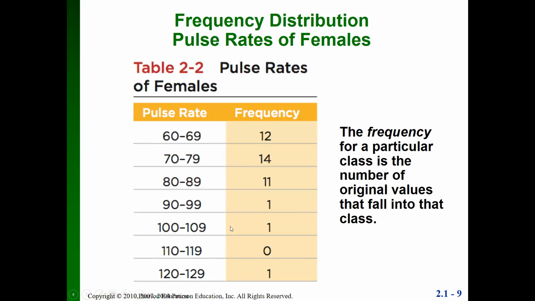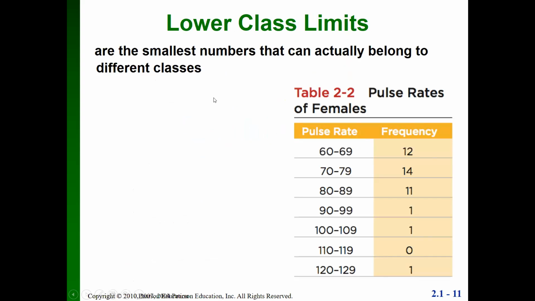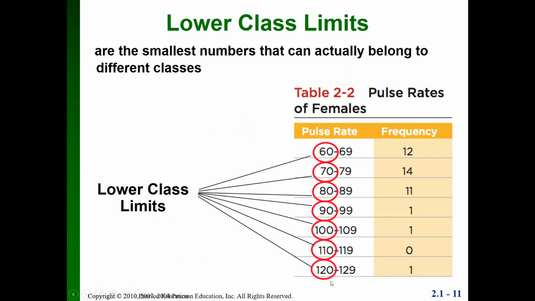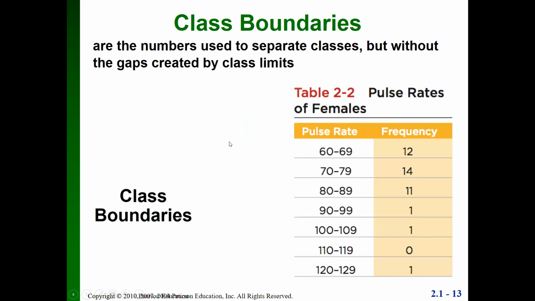Class sizes need to be consistent. So we can't have 60 to 75, 75 to 100, etc. That is not useful. So this can now be presented in a number of ways. So the class limits are the smallest numbers that can belong to a class, the lower class limit. So in this case that is the 60, 69. The upper class limits are the largest numbers that can belong.